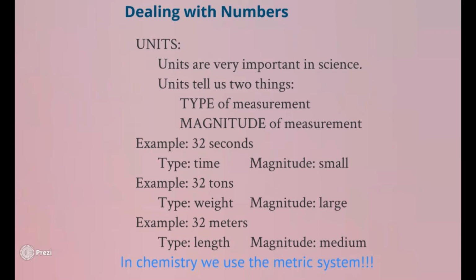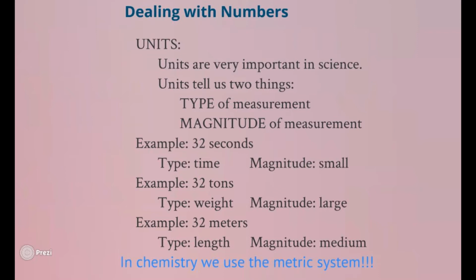So anyway, examples. Another example here is 32 tons. That is a large magnitude, but you know that that's a type of weight. Another example is just basic meters. 32 meters. It's a medium. It's actually right in the middle. That is what we call a base unit, meters.